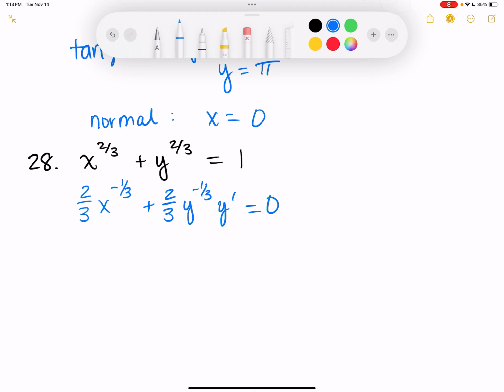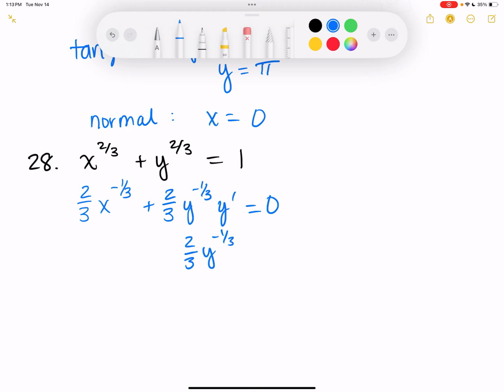Can we rewrite it so it's not that ugly? We're not done. We're not there at all. We're still not even done. So, are we isolating? We need to get y prime by itself. So you might want to move those terms.